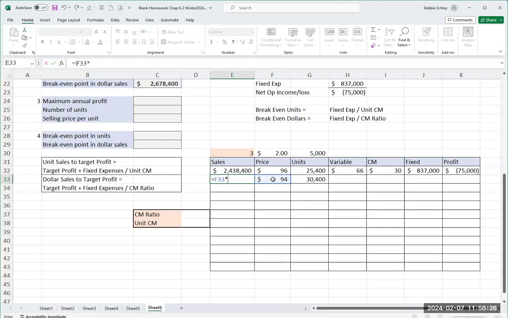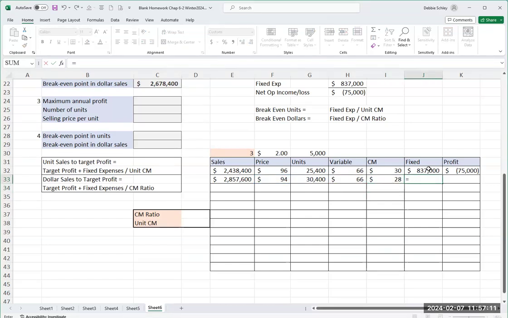Because that's the selling price times the units. And I don't anchor either of those because when I drag it down, I want it to reference the cells as I go down. The variable expense per unit stays the same, always. So I'm going to anchor that one. Okay. And then contribution margin will be equal to the selling price minus the variable expense per unit.